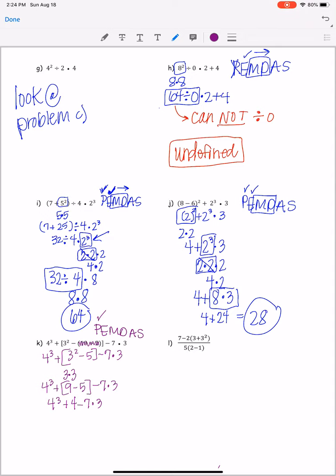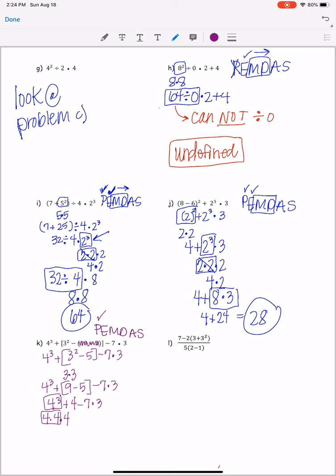And now we are done with parentheses. So exponents. Do we have any exponents in this problem? Yes, we do. We've got 4 cubed. So 4 cubed means your base is 4 and it's repeating 3 different times. So this is 4 times 4 times 4.